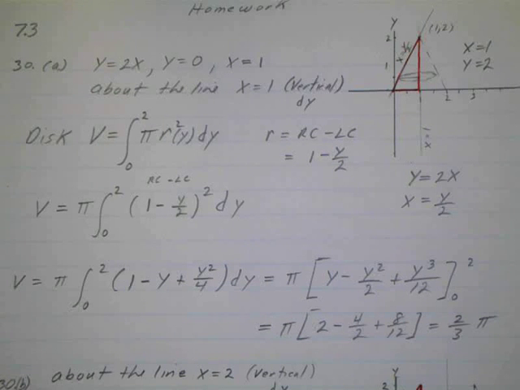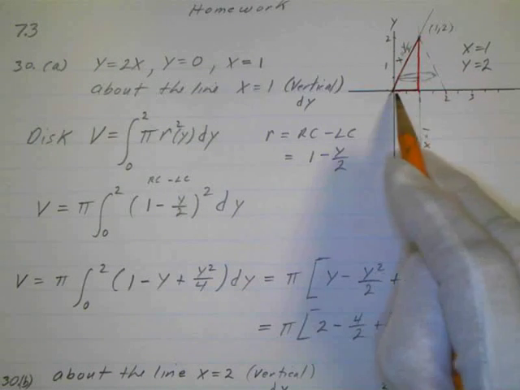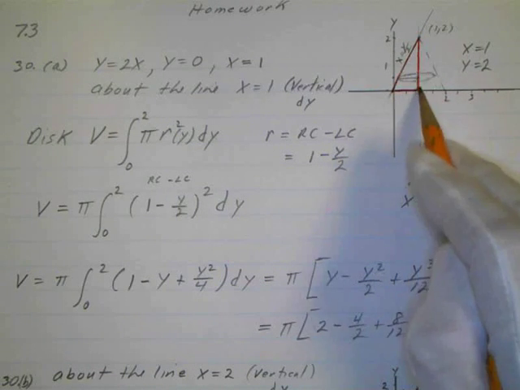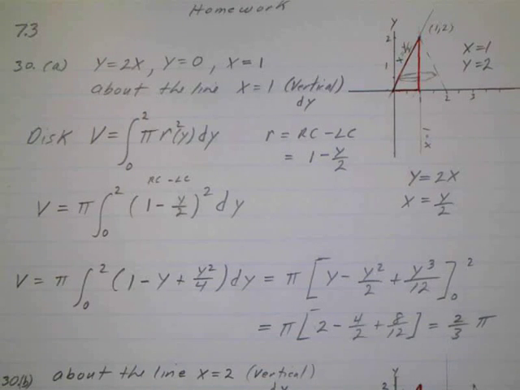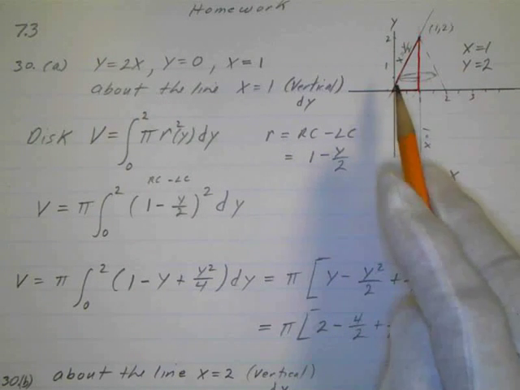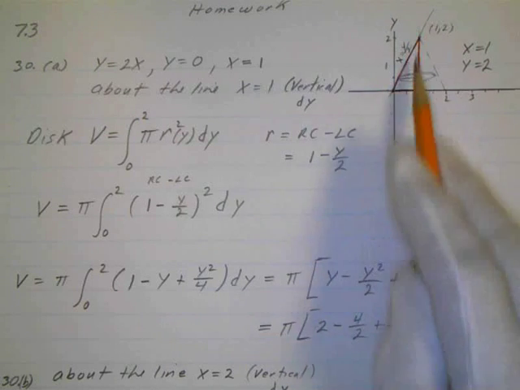Okay, this is 7.3, number 30, and this is part A. What we're going to do is take the region that's bounded by the lines y equals 2x, y equals 0, and x equals 1. And I've outlined that in orange. And we're going to revolve that about the line x equals 1. That's a vertical line.